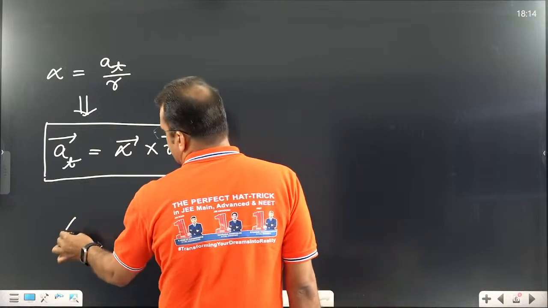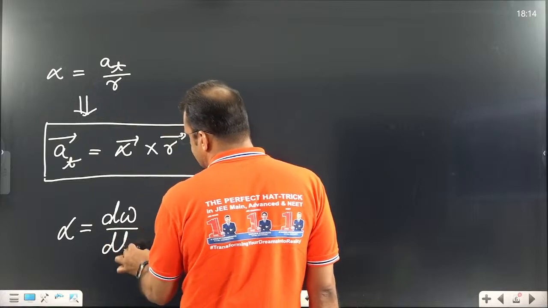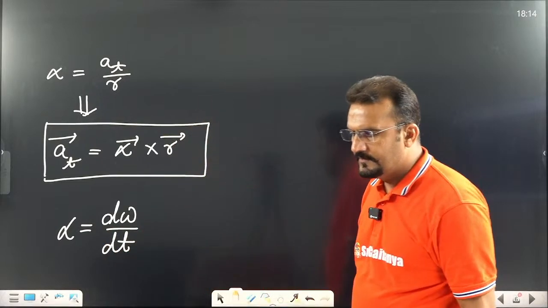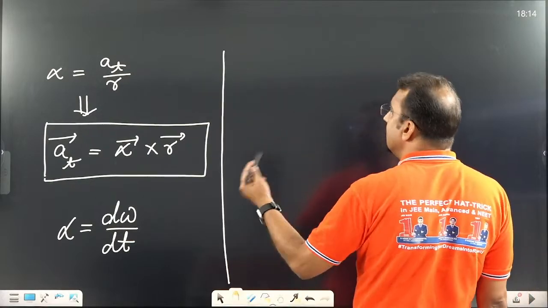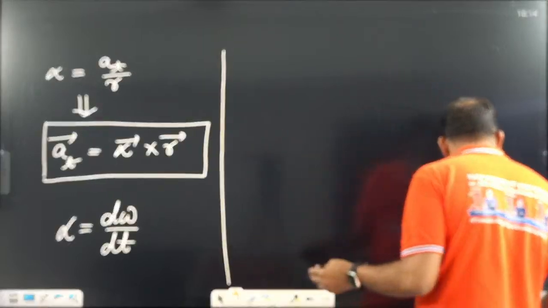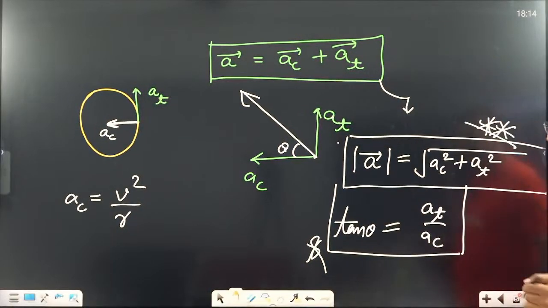Second, you know that alpha can be denoted by d omega by dt. That is also alpha. Yes or no? Third, we have discussed which one? AT. I think AT is already discussed. This is AT and AC, and this is net acceleration.